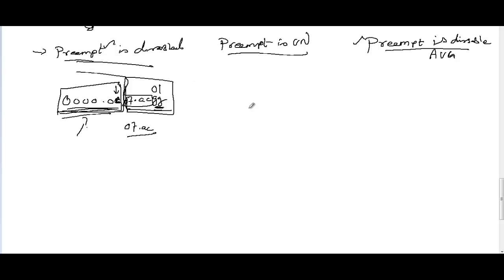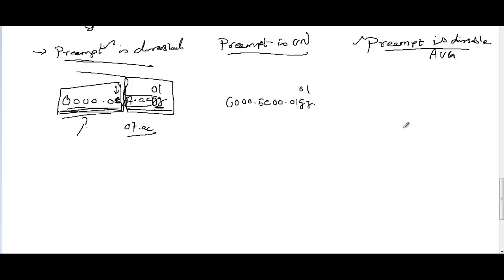Now for VRRP, it is always this: 0000.5E. It's a multicast address, right? 5E, 0001 and the group number. Always this one. This is the MAC address that will be generated when you have VRRP. If your group number is 1, then it is 01.